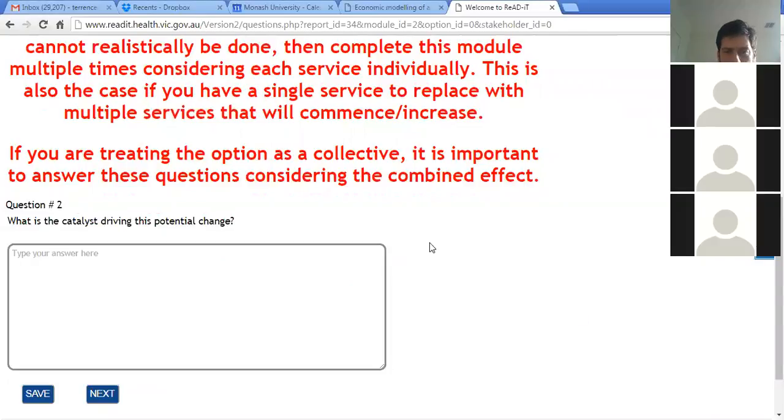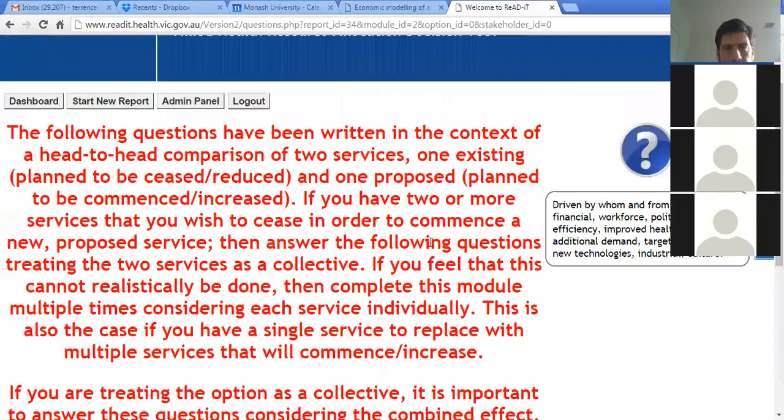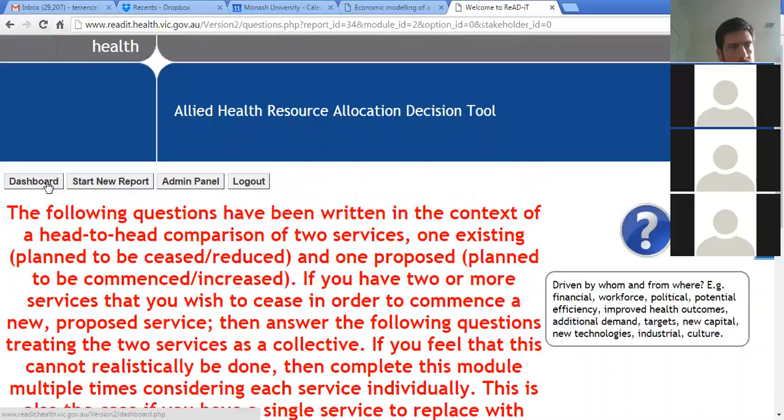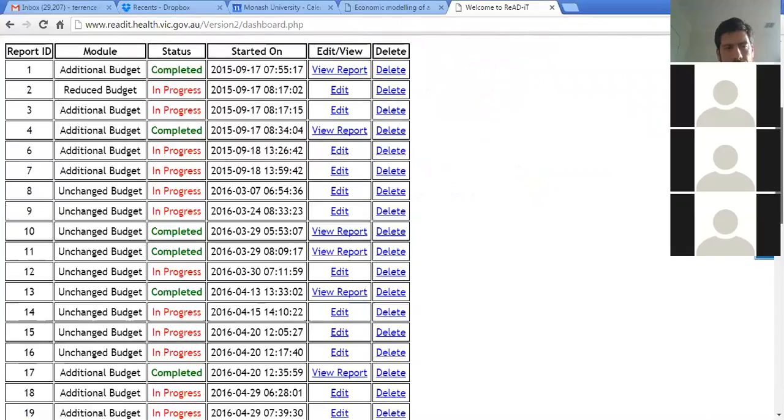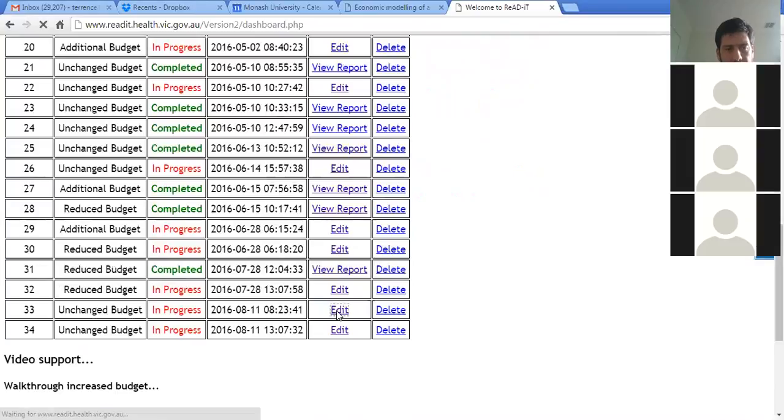Next, what I might do is go through to the previous report. I've prepared one of these Model 2 ones earlier. So to go through the example, we have the unchanged budget. We'll go to number 33.